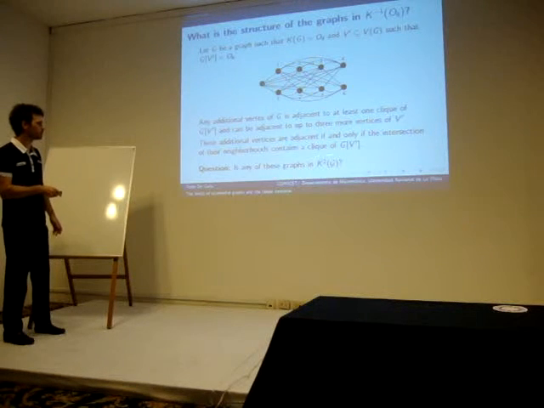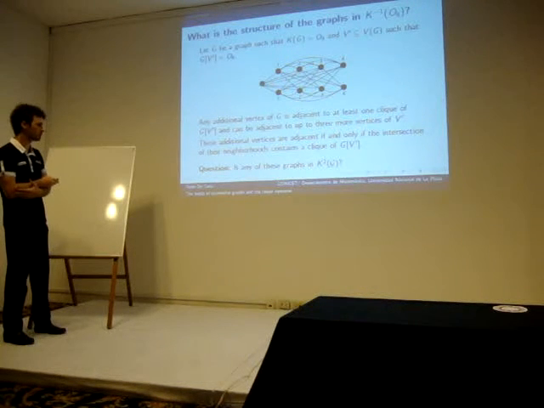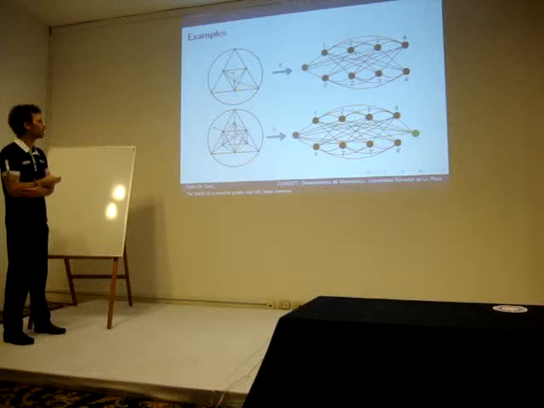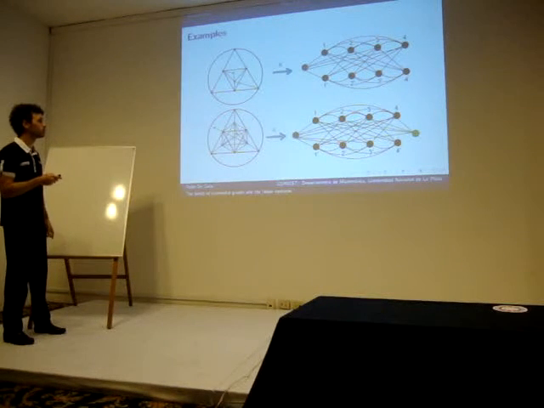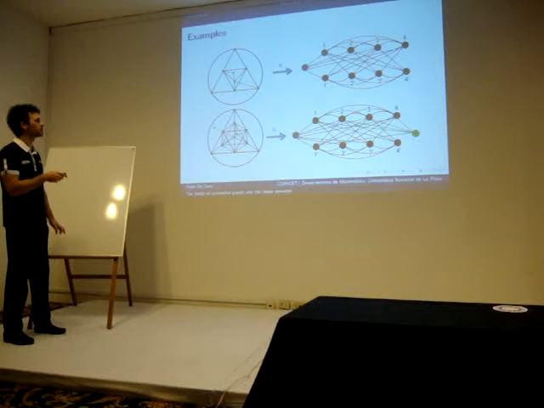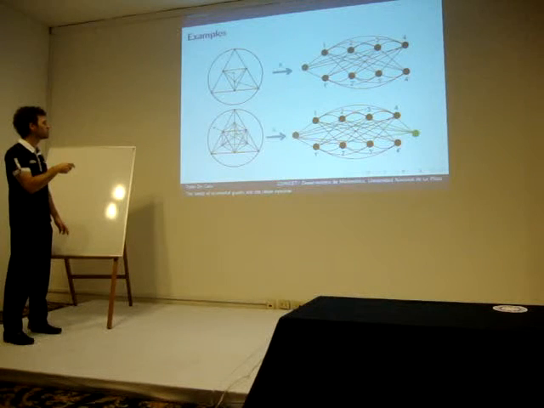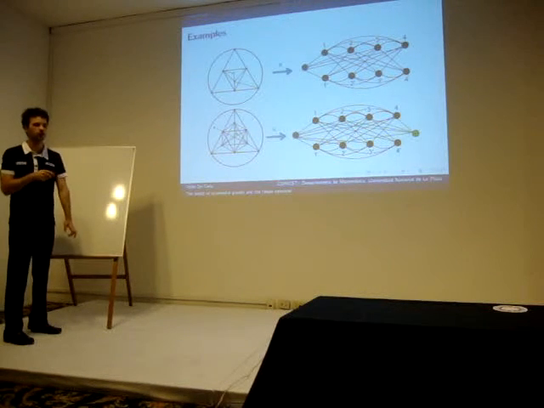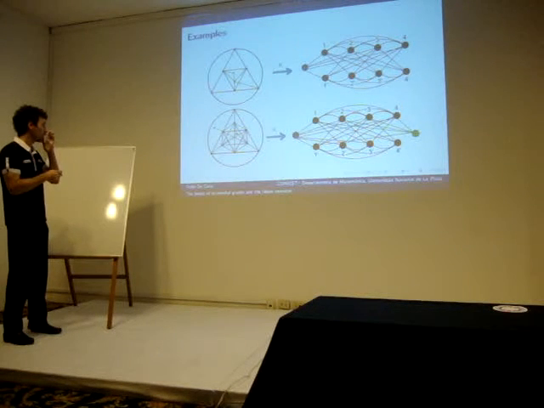Well, we don't have a proof that all these graphs are in k squared of g or are not in k squared of g, but it would be interesting to consider some examples of graphs in k-1 of O8. For example, for these two graphs, we can see that some graphs whose clique graph is equal to them are very similar in structure to graphs that were in k-1 of O4.